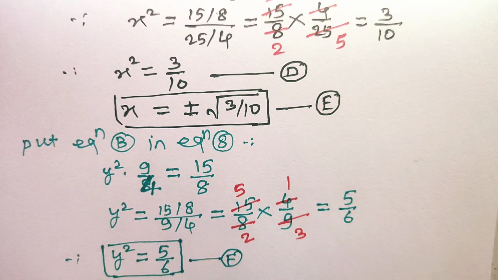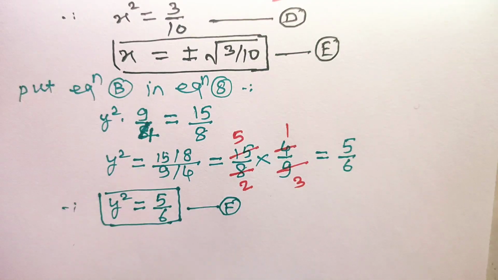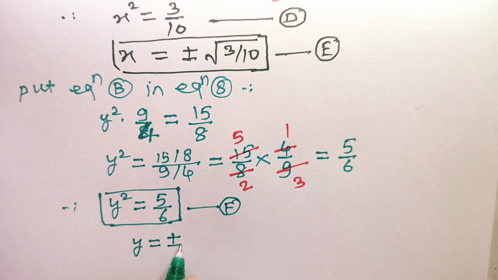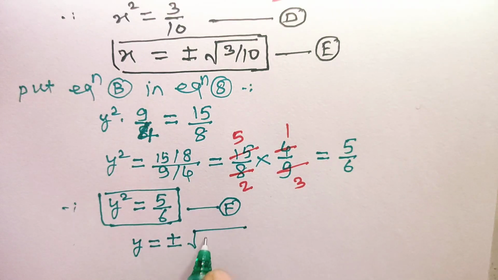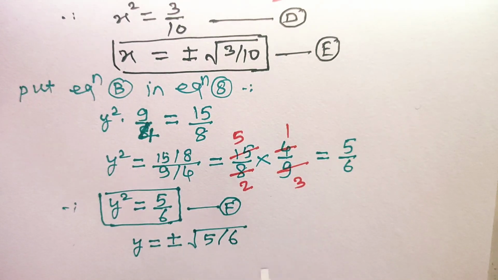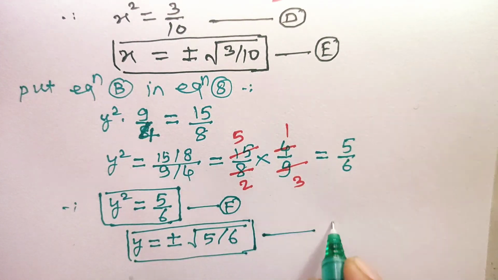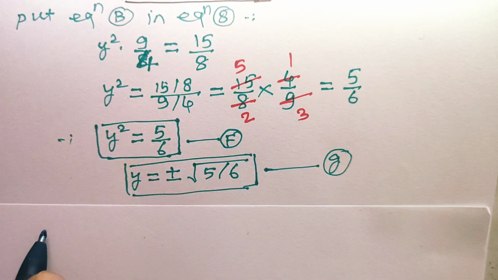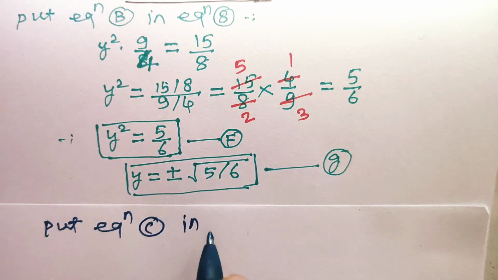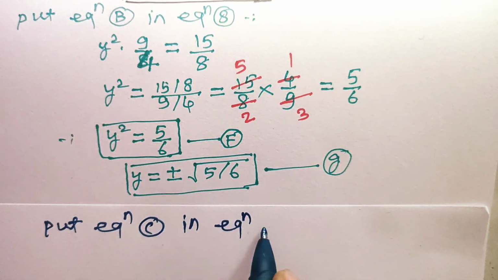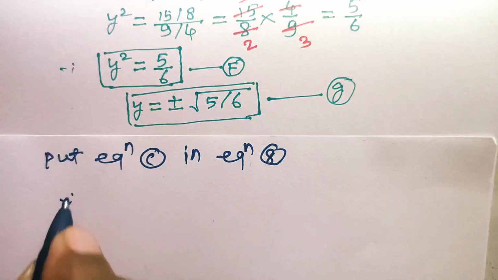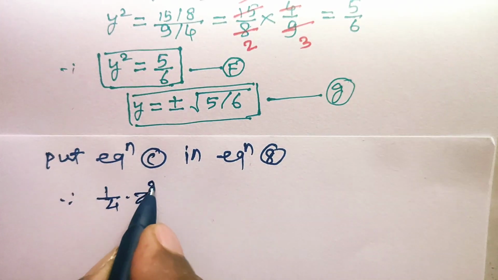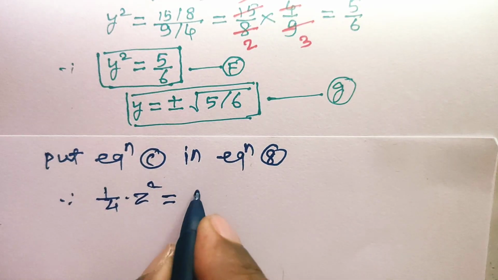Taking square roots on both sides of this equation number F, which gives y is equal to plus or minus square root of 5 upon 6, and consider this is equation number G. Now put equation C in equation 8. Hence 1 upon 4 into z square is equal to 15 upon 8.